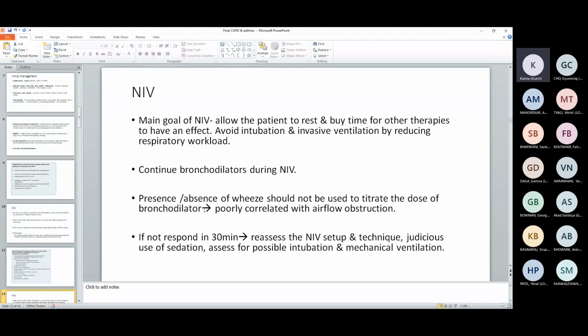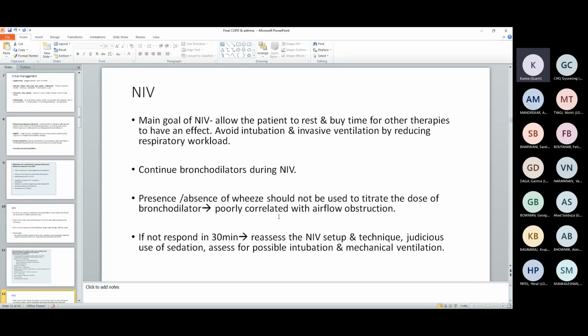But even during NIV, we should continue the bronchodilators. That can be given when there is an NIV rest, that means when the mask is disconnected from the patient's face. Or if we can't do that, that means if the patient is still dependent on the NIV, then we can connect the nebulizer or the metered dose inhaler through the ventilator circuit with the NIV. So to titrate the bronchodilator dose, we can't really rely on the presence or absence of wheezing, because the presence or absence of wheeze is poorly correlated with the airflow obstruction.